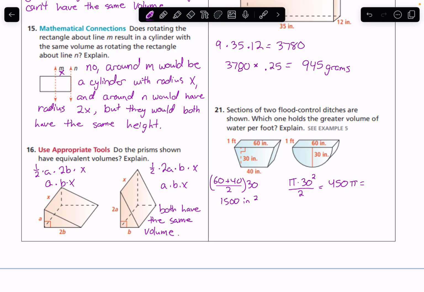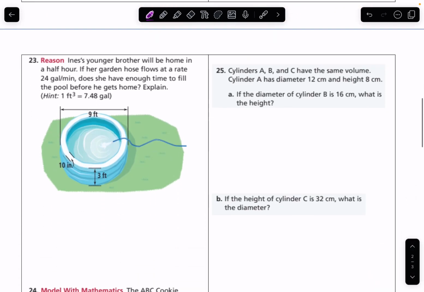So we will need to simplify that to a decimal approximation of 1,413.7. That tells us that the trapezoid is going to hold more water per foot. 1,500 inches squared times 1 foot would be 1,500 inches cubed per foot. So the trapezoid holds more water per foot. All right, let's keep going.